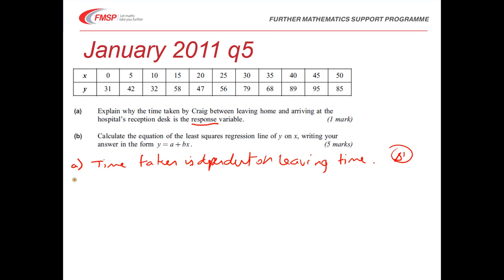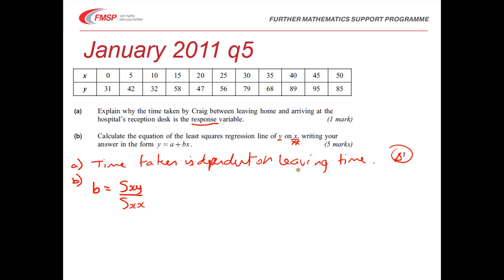Part B is worth 5 marks. Calculate the equation for the least squares regression line. First of all we need to work out B, the regression coefficient. This is going to be SXY on SXX. It tells you it's Y on X, so the denominator must be SXX. Always pick the thing that's second in the expression. So we've got to work these out.